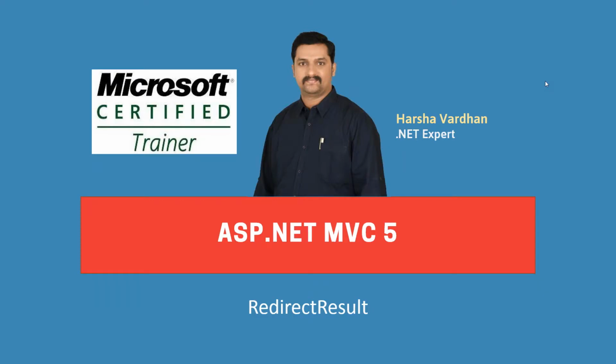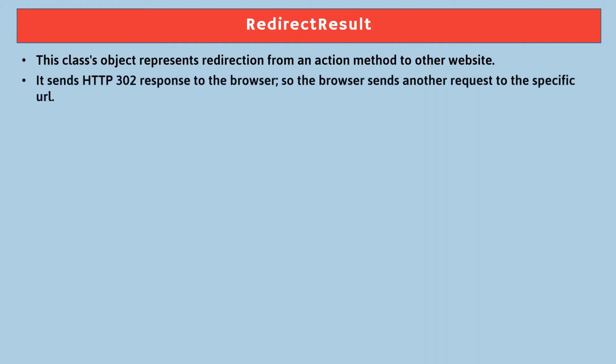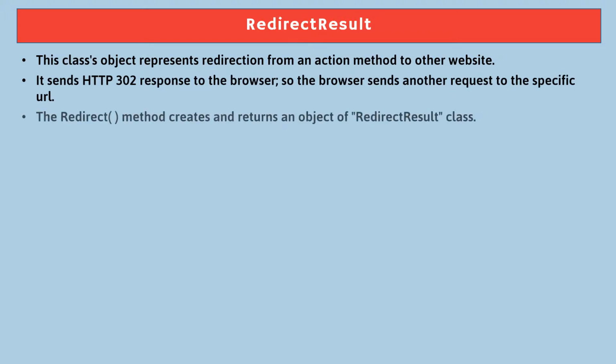Let me clarify about RedirectResult in ASP.NET MVC 5. This class object represents redirection from an action method to another website. It sends an HTTP 302 response to the browser, so the browser sends another request to this specific URL. The Redirect method creates and returns an object of the RedirectResult class.